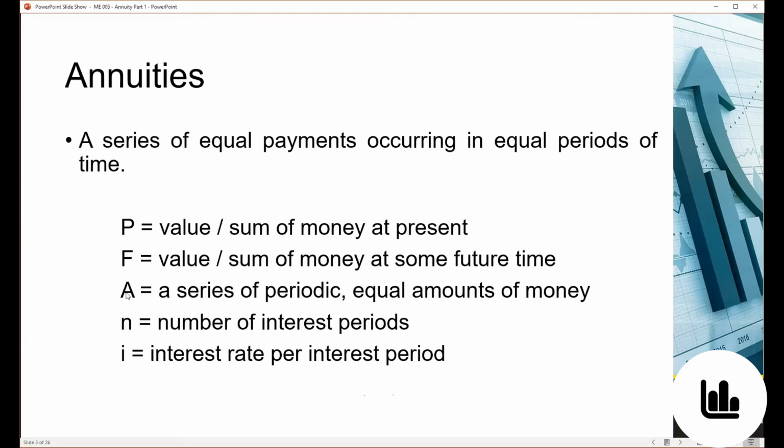I is the interest rate per interest period. Okay, so A yung bagong nadagdag kasi P, F, N, I familiar tayo, 'di ba? We've been using this. Dadagdagan lang natin ng A. Ito yung amount na equal amounts na binabayad at equal periods of time.